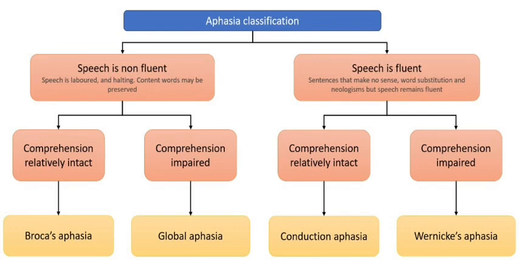The memory tip for conduction aphasia is: the connection is cut. C for conduction and C for connection cut, between Wernicke's and Broca's areas. And what is the connection? The connection is the arcuate fasciculus. So the patient is fluent, understands, but can't repeat.